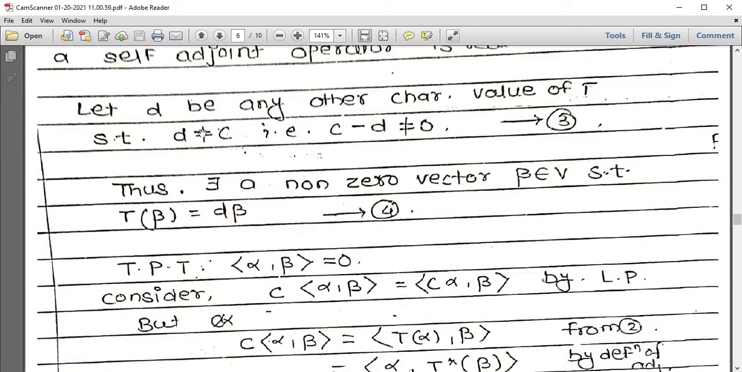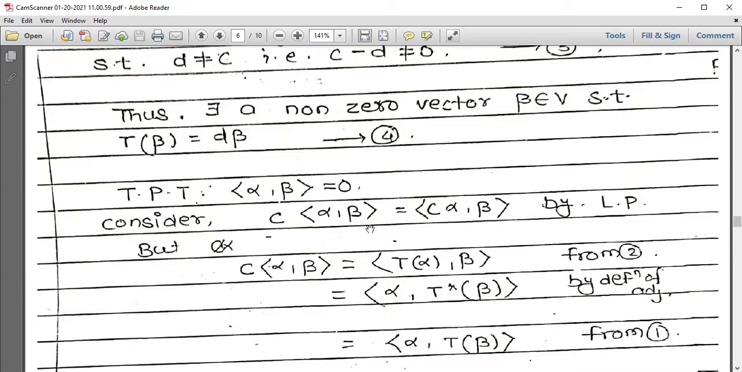Let D be any other characteristic value of T such that D is not equal to C, that is, C minus D is not equal to 0. Give it as equation number 3. Thus, there exists a non-zero vector beta belongs to V such that T of beta is equal to D beta. Give it as equation number 4. To prove that the inner product of alpha and beta must be equal to 0.